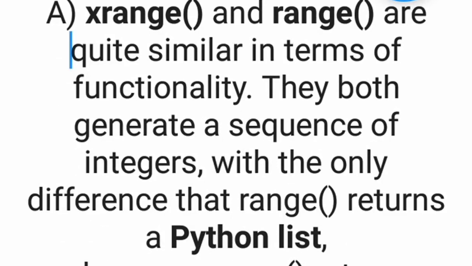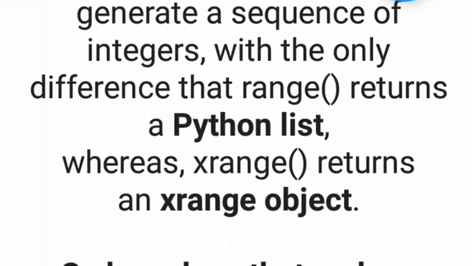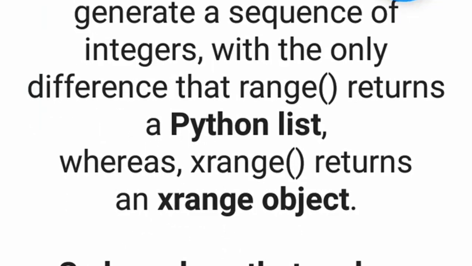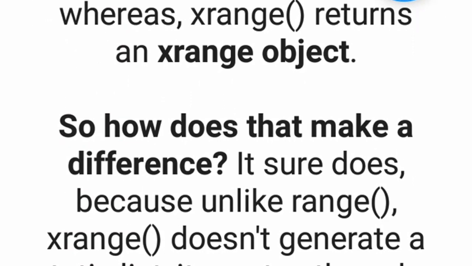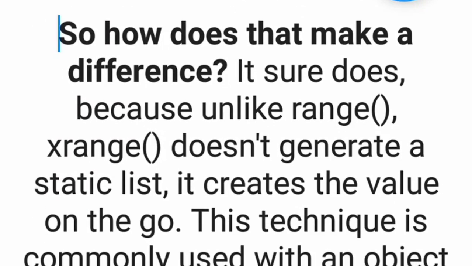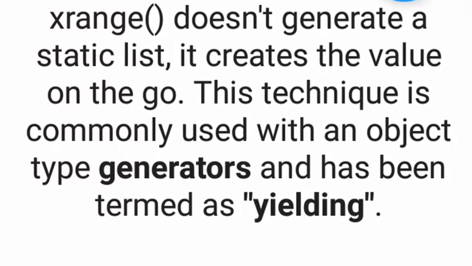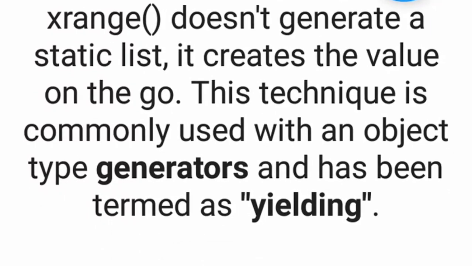17. What is the difference between xrange and range in Python? Xrange and range are quite similar in terms of functionality. They both generate a sequence of integers, with the only difference that range returns a Python list, whereas xrange returns an xrange object. So how does that make a difference? It sure does, because unlike range, xrange doesn't generate a static list, it creates the value on the go.